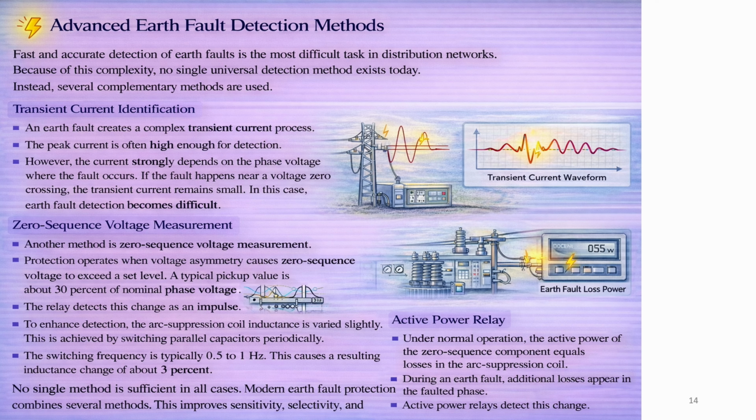The active power of the zero sequence component equals the loss in the arc suppression coil. During an air fault, additional losses appear in the faulted phase. Those losses change the zero sequence active power. Active power relays detect this change, however, those losses are small. Reliable operation requires high relay sensitivity and accurate current and voltage transformers.